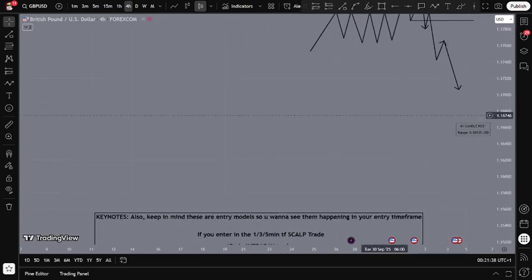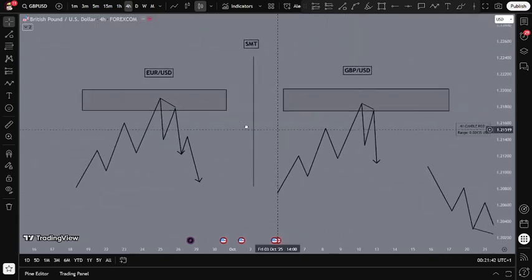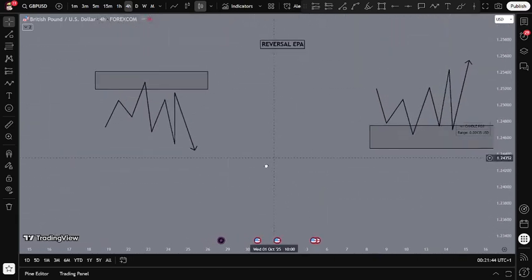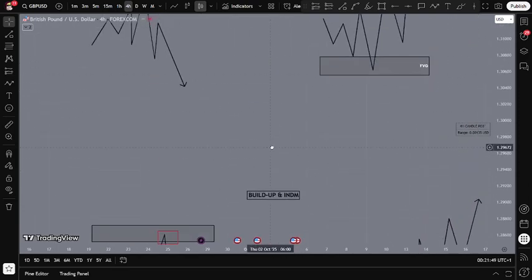Also, please don't just enter right away as soon as you see one of these entry models. Also, your bias has to be aligned, so you can't just enter as soon as you see a fake market shift, then induce it, then enter.